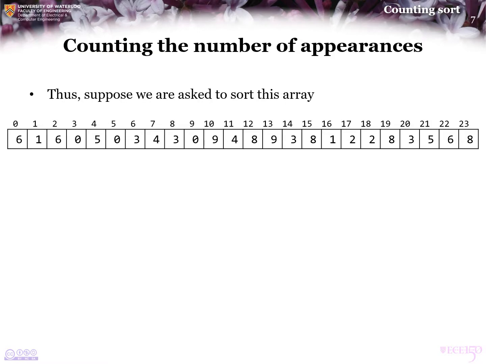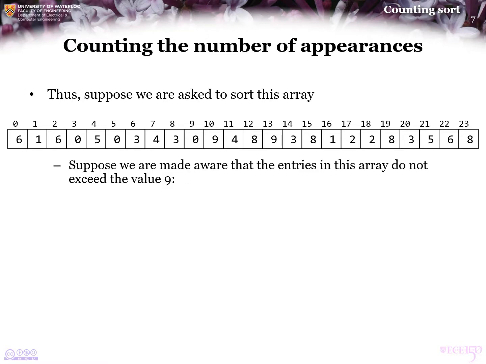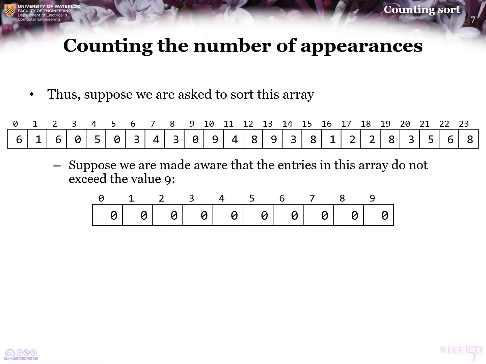So suppose we are asked to sort this array. And suppose someone told us a priori that none of the values in this array exceed 9. Consequently, we only have to create an array that has indices going from 0 to 9, and therefore its capacity will be 10. All of these values are initialized to 0. We will use this array to count how many 0s, 1s, 2s, etc. all the way up to 9s there are in the original array.